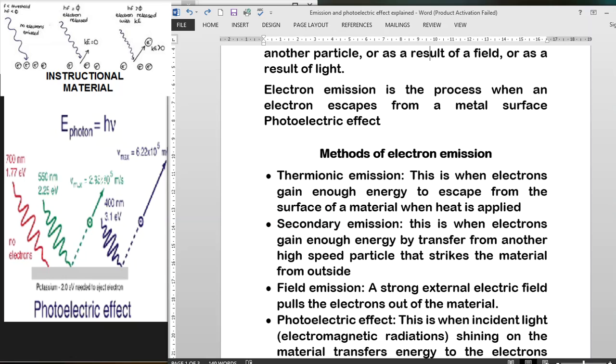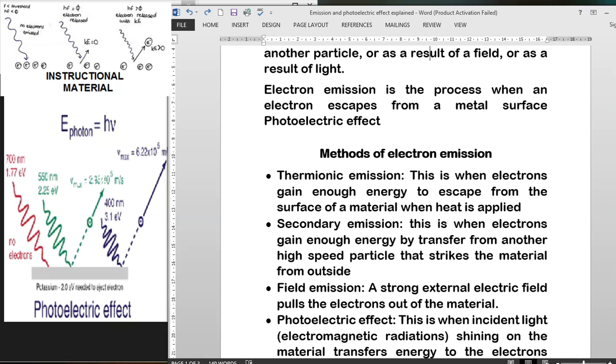Then we have the thermionic emission, which is as a result of heat. This is when electrons gain enough energy to escape as a result of heat. Then secondary emission: this is when electrons gain enough energy by the transfer from another particle, and they escape.